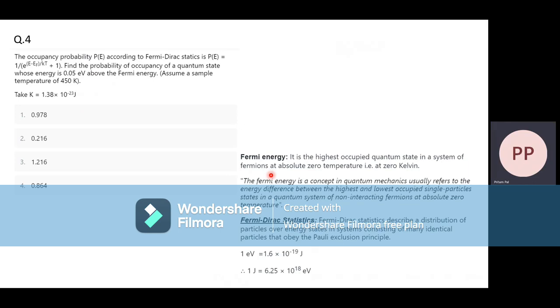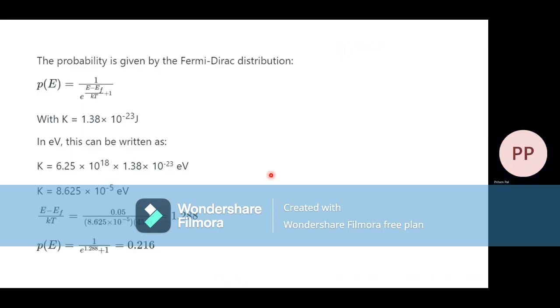So the Fermi energy is a concept in quantum mechanics. It usually refers to the energy difference between the highest and lowest occupied single-particle state in a quantum system of non-interacting fermions at absolute zero temperature. Fermi-Dirac statistics basically describes the distribution of particles over the energy states, right? And the system consists of many identical particles that also obey the Pauli exclusion principle.